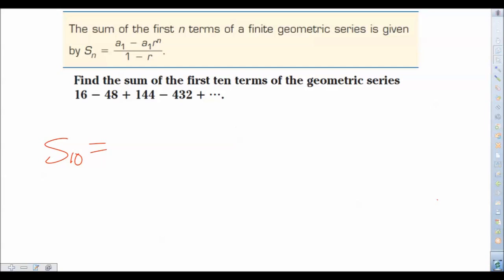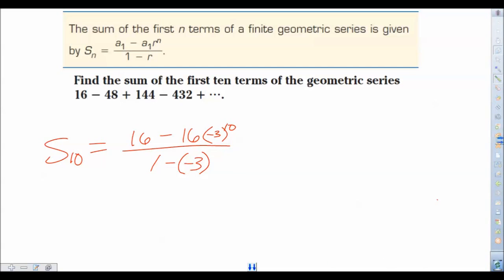So the problem is asking us to find the sum of the first 10 terms, so S of 10. Notice that what we're doing here in the numerator, we're putting in the first term, 16 minus 16. Now, do you see where we're getting the negative 3 from? That's right, this is coming from taking the second term, the negative 48, and then dividing it by the previous term there, 16. So negative 48 divided by 16 gives us that negative 3 right there.